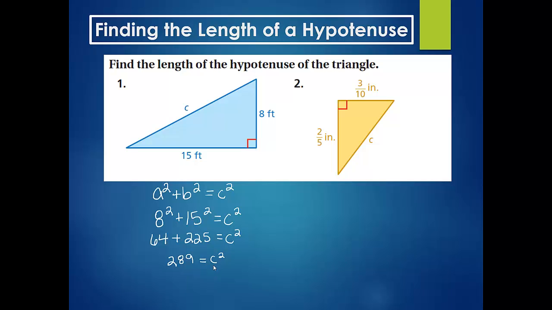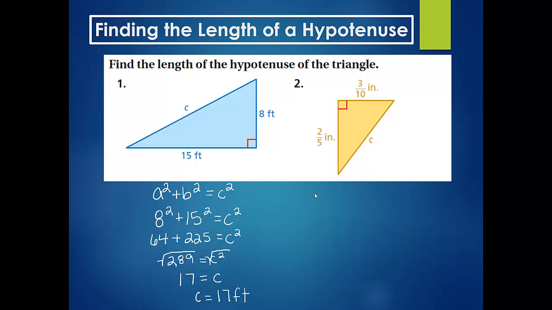We don't want to know c squared, we want to know just c. So to find just c, we need to take the square root of both sides. The square root of 289 would be 17, because 17 times 17 equals 289. And the square root of c squared is just c. So we have that 17 equals c, or we can also say that c equals 17 feet.